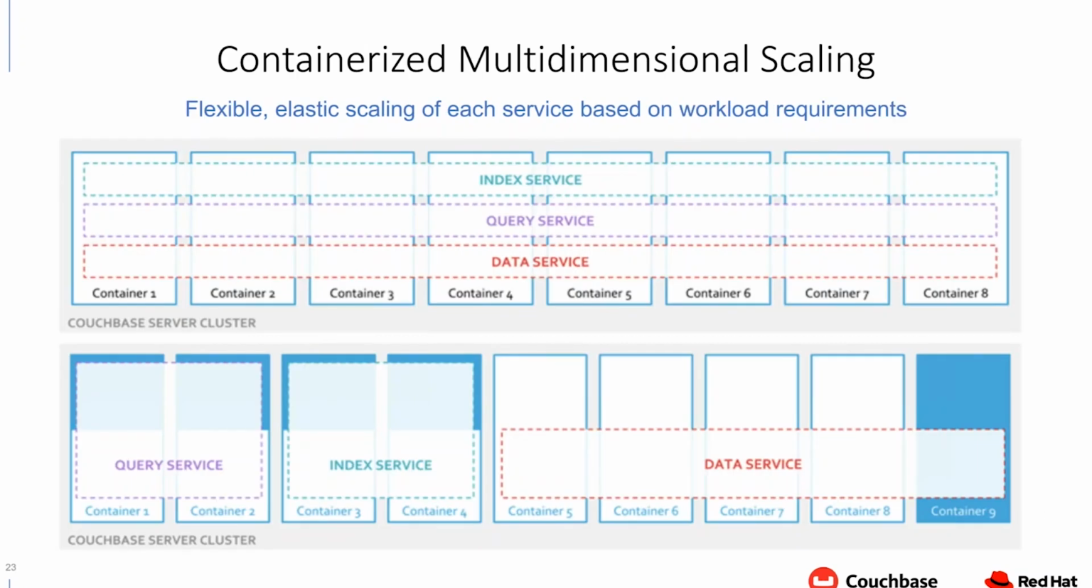Here's a couple of different topologies that you could imagine on a containerized Couchbase deployment. We run very well in containers. We've supported running Couchbase in containers for a very long time. The first diagram shows running index, query, and data on all 8 containers in this particular cluster. In the second cluster, we're showing how you could do workload isolation and separate them, so that you have the data service running on containers 5 through 9, the index service on 3 and 4, and the query service on 1 and 2.